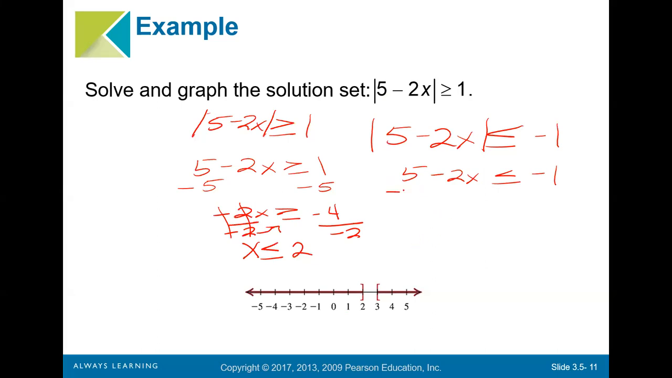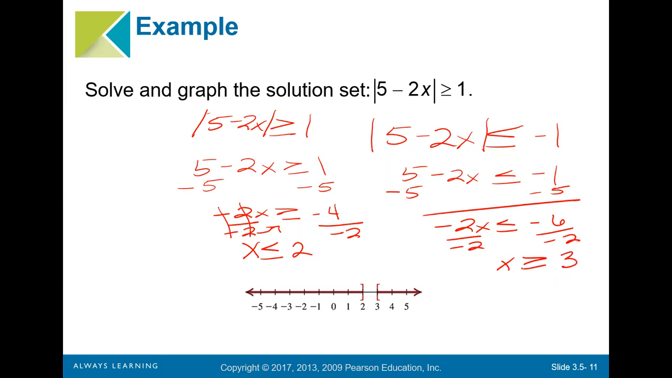Now let's solve this other one. I'm going to subtract the 5 from both sides. At -2x less than or equal to -1 minus 5 gives me -6. Again, I'm going to divide by the -2, and when I do that, this inequality sign flips. Negative divided by negative is positive. 2 goes into 6 3 times. So I'm going to have something affecting 2 different areas, right?